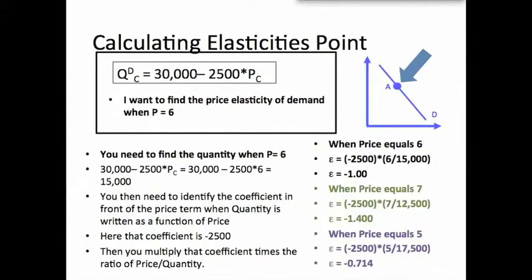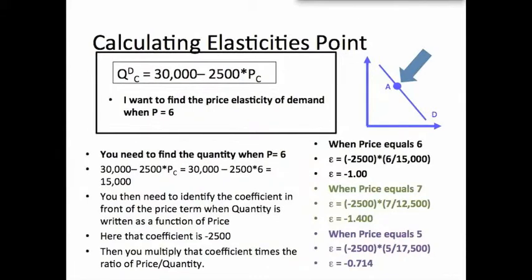The second step is we need to identify the coefficient in front of the price term when quantity is written as a function of price. We have quantity written as a function of price in our demand function, and we need to find the coefficient, meaning the number in front of the price term. Here that number is negative 2,500. Then what we need to do is multiply that coefficient times the ratio of price to quantity. If you look on the right-hand side of the slide, when price equals 6, the price elasticity of demand ends up being negative 1.00. So when the price of the good is 6, the price elasticity of demand is negative 1, meaning that the good is unit elastic.